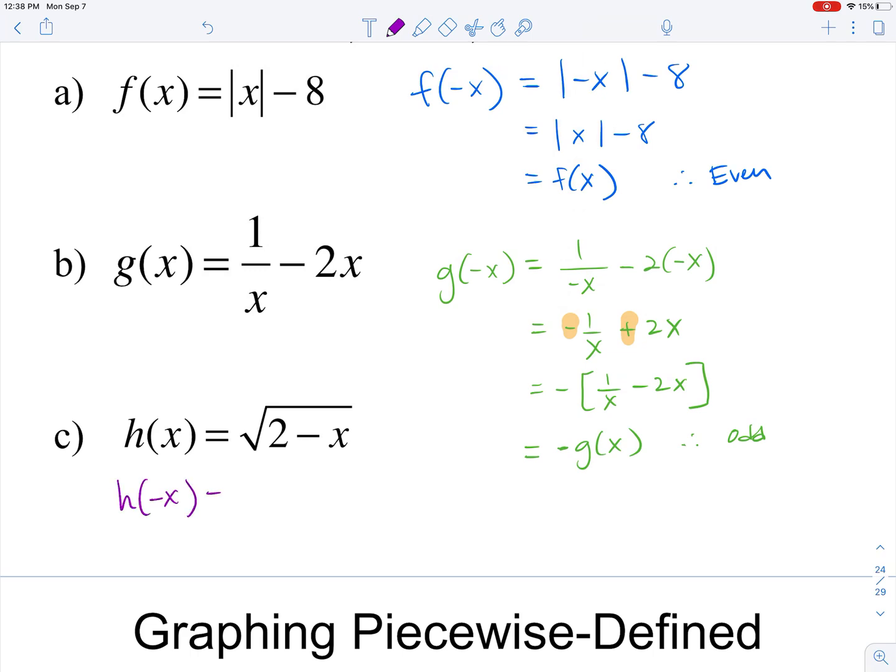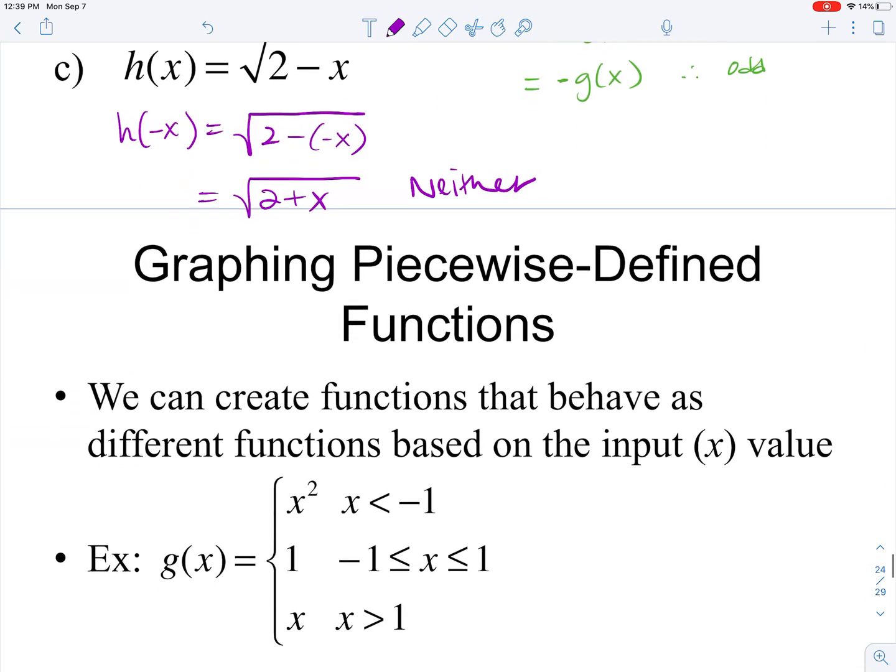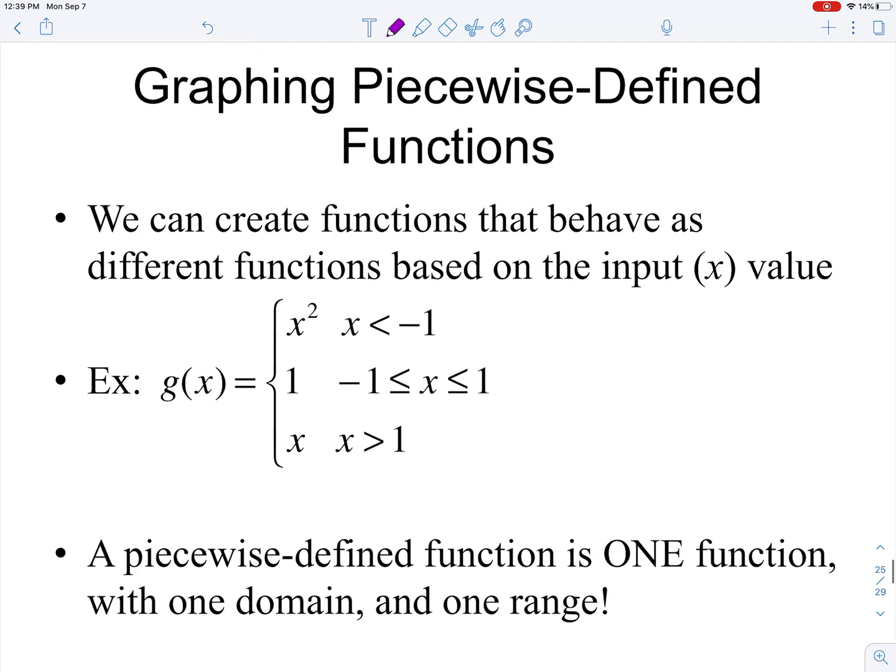And h of x, so let's evaluate h at negative x. We get the square root of 2 plus x, which there's no way that simplifies to be negative h of x or h of x. So h of x is actually neither. It's not even and it's not odd. It means the graph of the square root of 2 minus x is not symmetric about the origin or the y-axis, which would make sense if you graphed it.